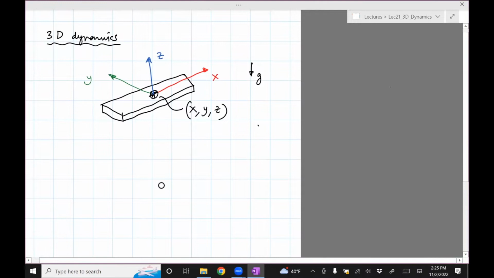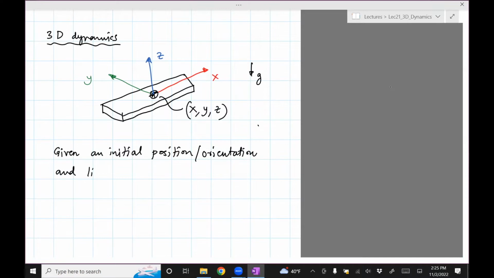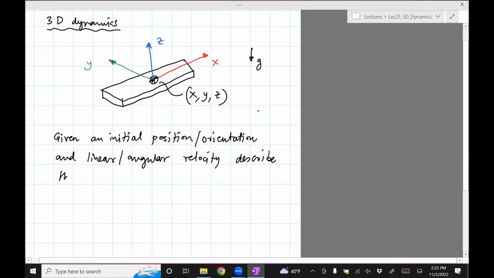Okay, so the problem is, given an initial position, orientation, and linear and angular velocity, describe the motion of the object.